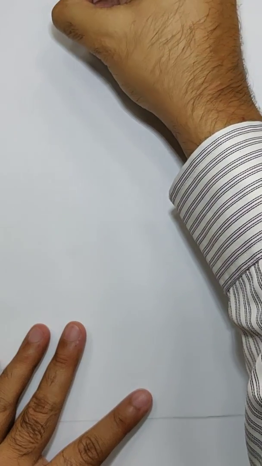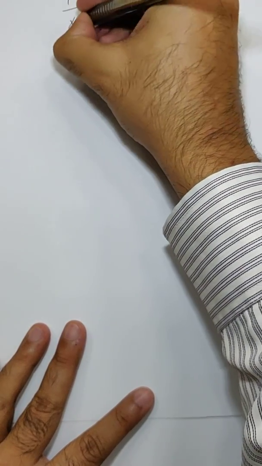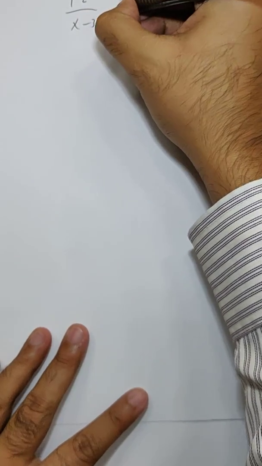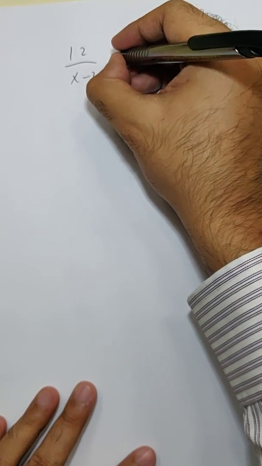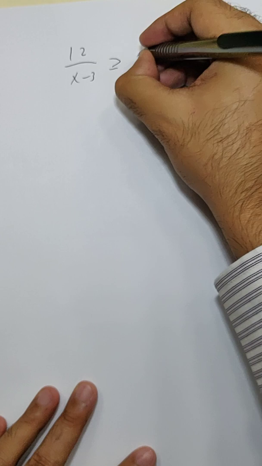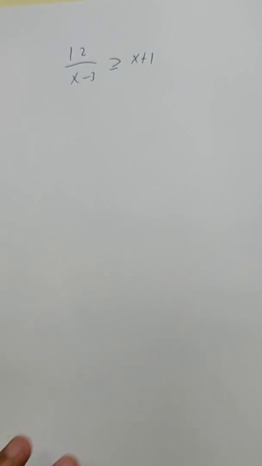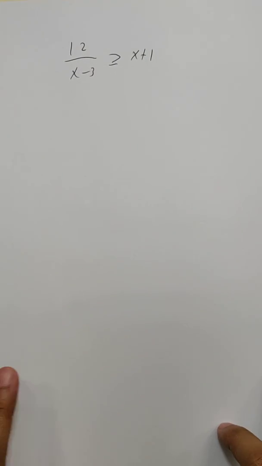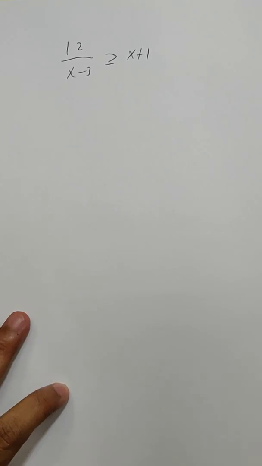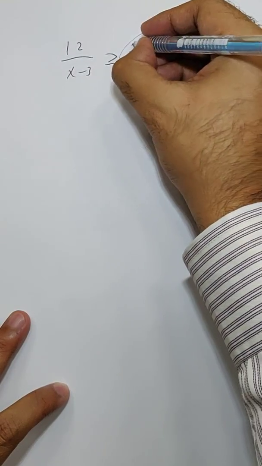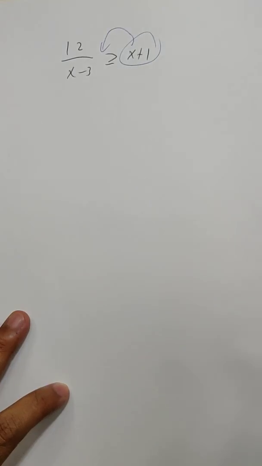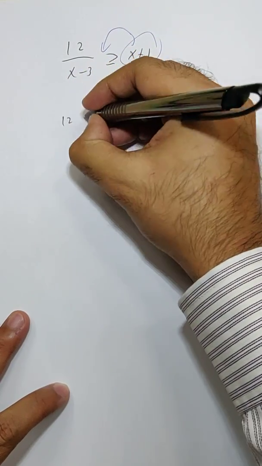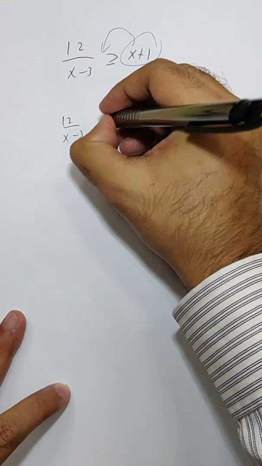Okay, class, let's go through some weird example. Let's say you are given something like this: 12 over x minus 3 more than or equal to x plus 1. How do you begin? Bring the right hand side to the left part. I'll calculate mostly for you.